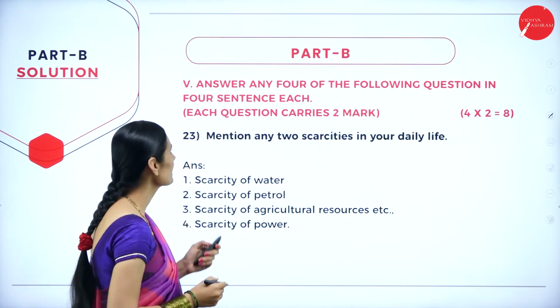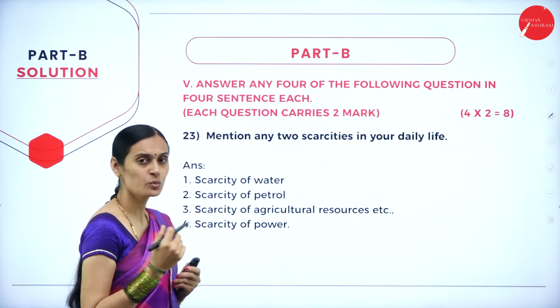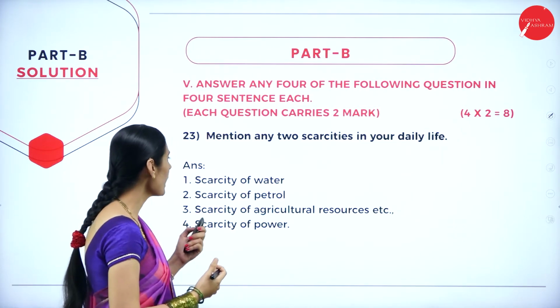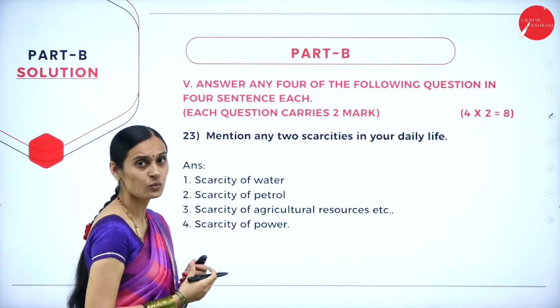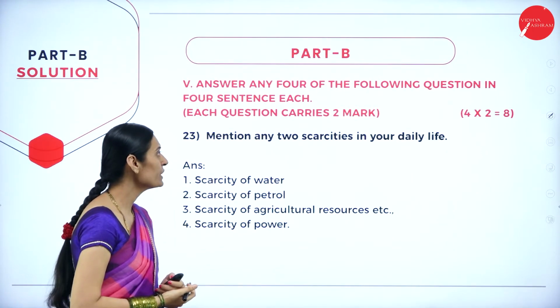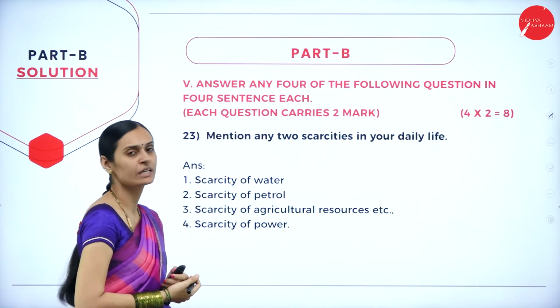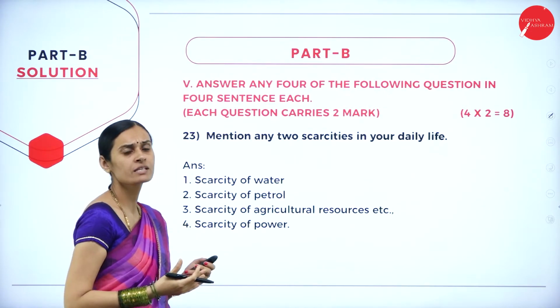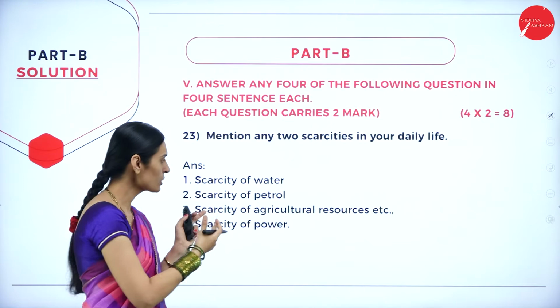And next one, Part B, it is 2 marks questions. Here you have to write the answer in a sentence form or in more points. The first question: mention any 2 scarcities in your daily life. Whatever scarcity you are facing, you can give that answer here.